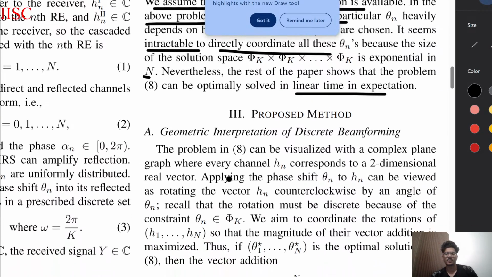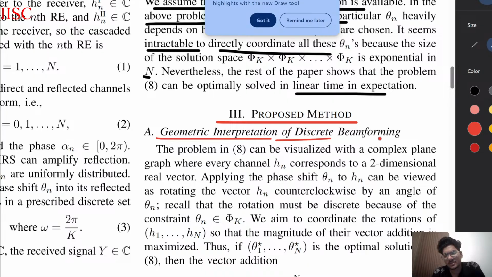Okay, the proposed methods. What are the proposed methods that we use? The proposed method we discussed earlier is a geometrical interpretation of this discrete beamforming.